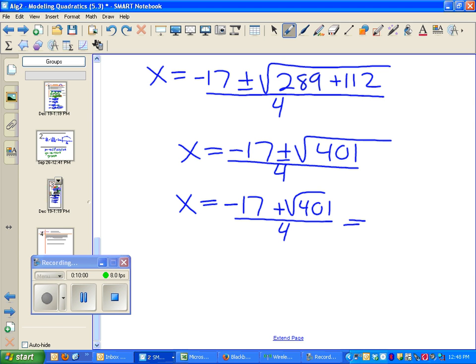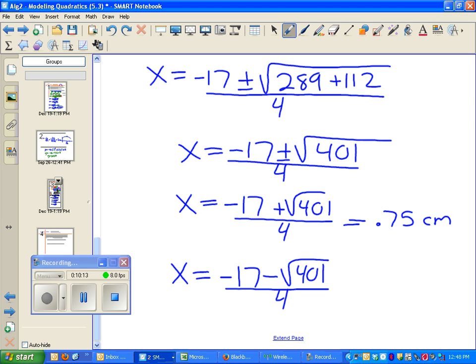Okay. So my two answers: one is negative 17 plus the square root of 401 divided by 4, and when I put that in my calculator, I get 0.75 centimeters. The other one is negative 17 minus the square root of 401 divided by 4, and that's going to be negative 9.25 centimeters. So I can't have a negative dimension, so I'm going to cross that one out, and that is my final answer. So x is 0.75.